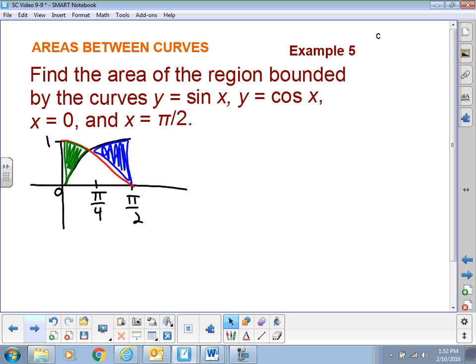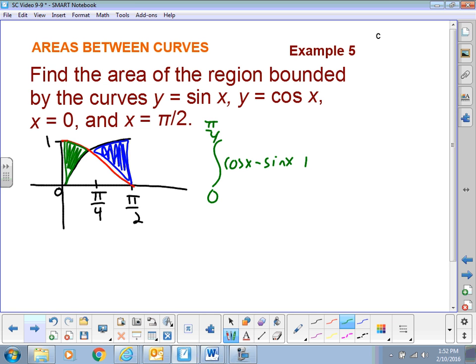So when we do our first integral there, we'll be going from 0 to pi over 4. Our top function is cos, so we'll be doing cos x minus sine x dx plus, and then we'll switch over and we'll do it for the blue section, which will be going from pi over 4 to pi over 2. And now the sine x is our top function, so we'll do sine x minus cos x dx.